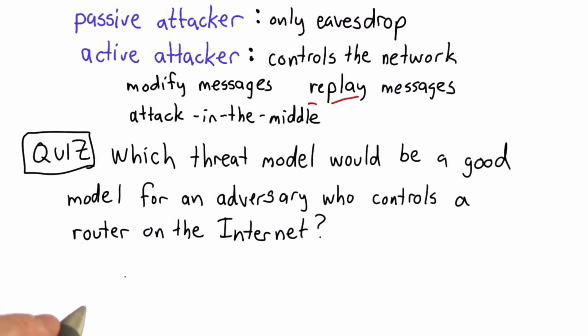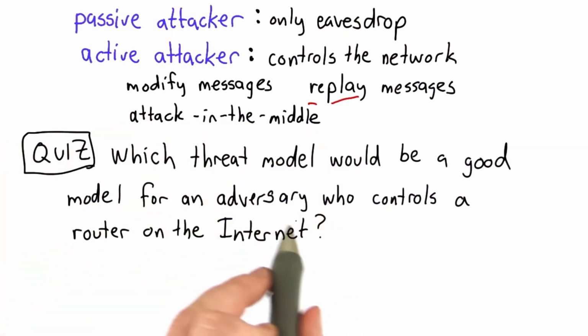So let's have a quiz to see if you understand threat models. Which of these threat models would be a good model for an adversary who controls a router on the internet?